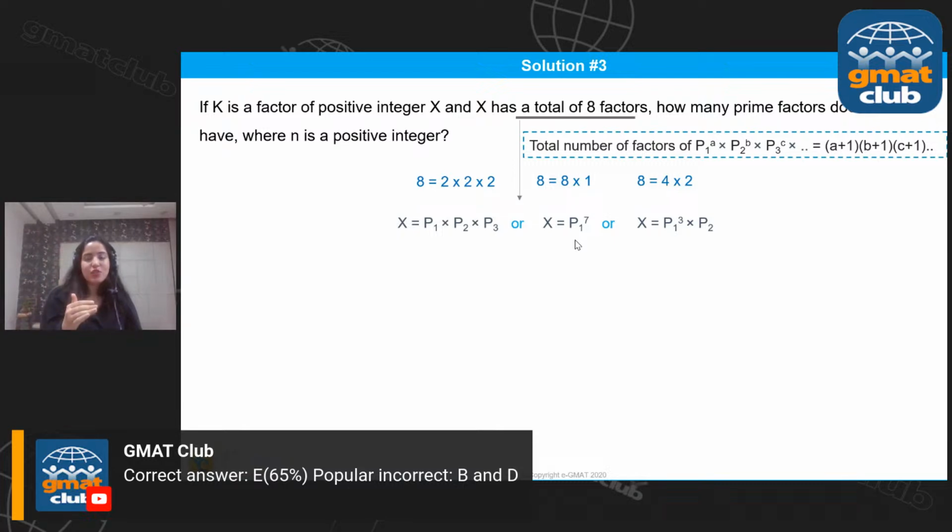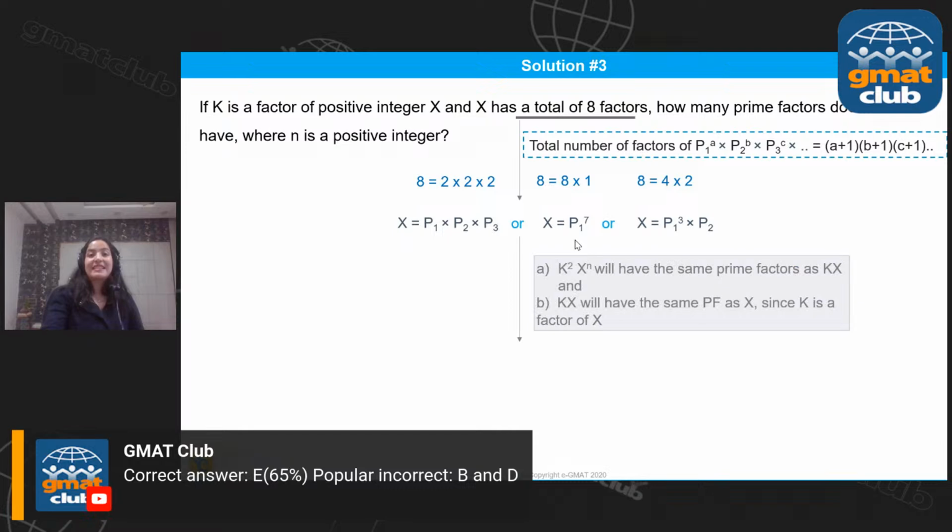That's what increases to 1. That means it wasn't even there. So you see from here that x can have 3 possibilities. X can have 3 prime factors, 2 prime factors, or 1 prime factor, right? This is thing number 1.